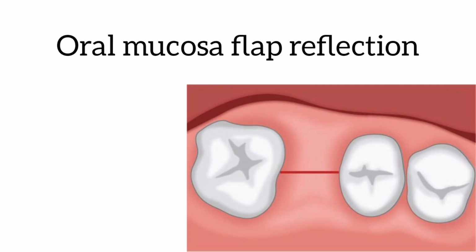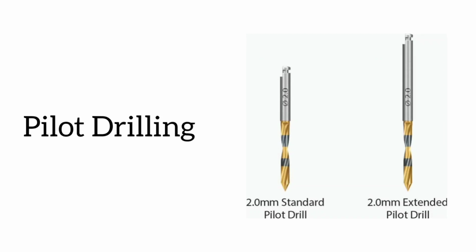Then once the oral mucosa flap is reflected, we do the pilot drilling. Drilling a hole in the bone, the size of which is predetermined according to the size of the implant to be placed, is done. The initial hole is drilled with a pilot drill. It marks the site of drilling, and a hole is made partway through the entire length to be drilled. The surgeon may use a small round burr before using a pilot drill to mark the site of the implant.